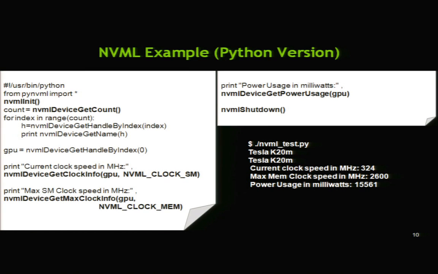Here, in this example, you request the clock info for the SM, for the streaming multiprocessor. You also request the max clock for the memory and power usage as a call, shutdown, and you see here the output of this small test program written in Python. So current clock speed in megahertz, 324, memory clock speed in megahertz, 2.6 gigahertz, and the power usage.